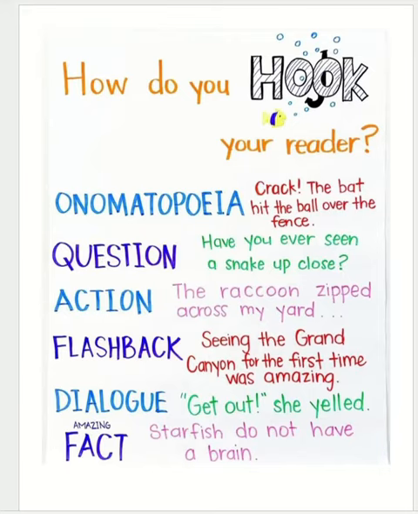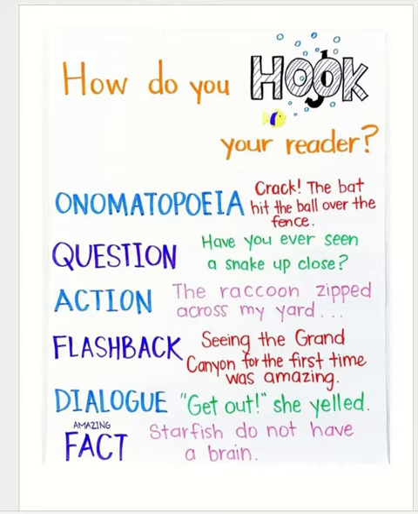The next way to introduce a story or to use a good hook is by providing an action. The raccoon zipped across my yard. So not only does this explain how the raccoon is moving, it's also using an onomatopoeia version of detail and showing that it moved really quickly across the yard. So this helps get the reader interested and it helps let the reader know what's happening.